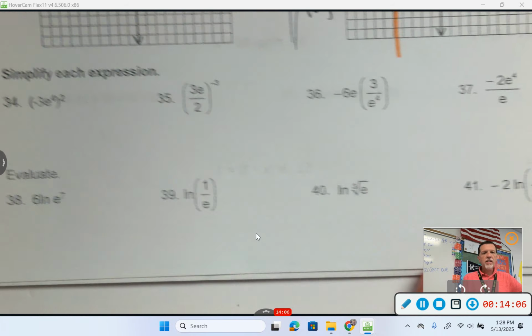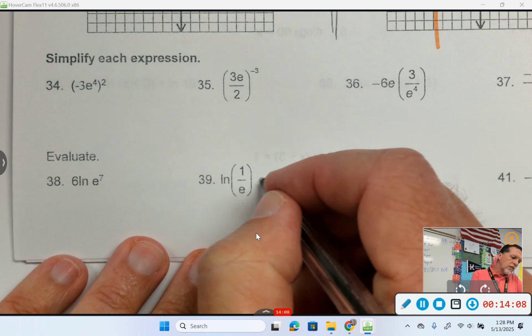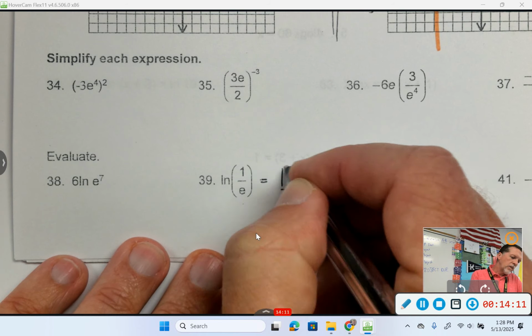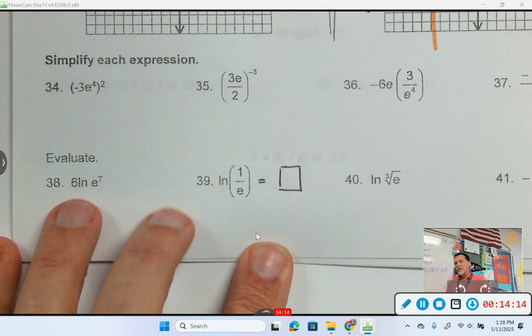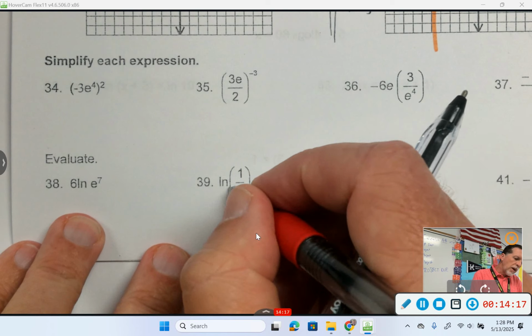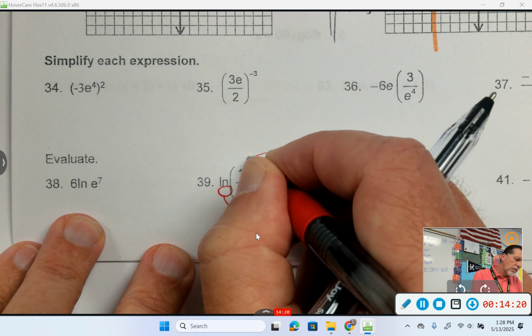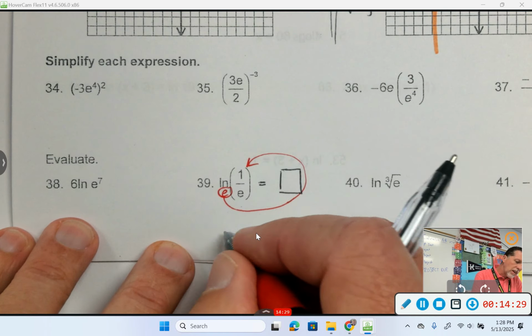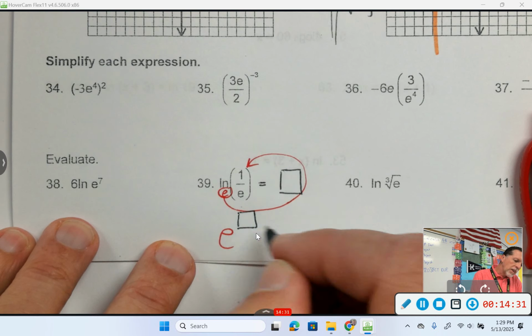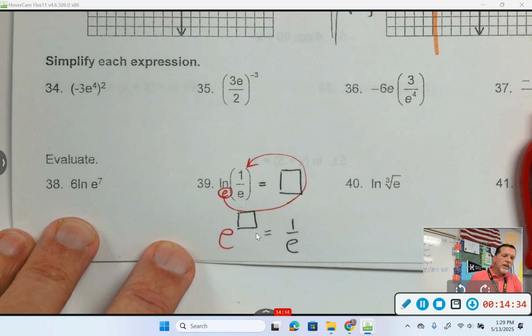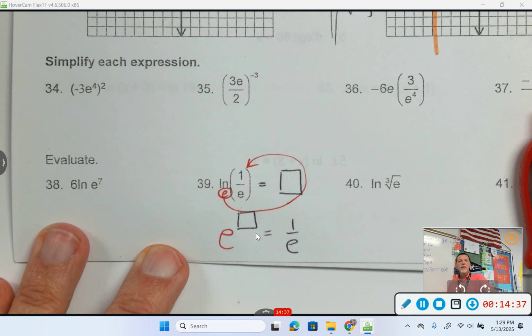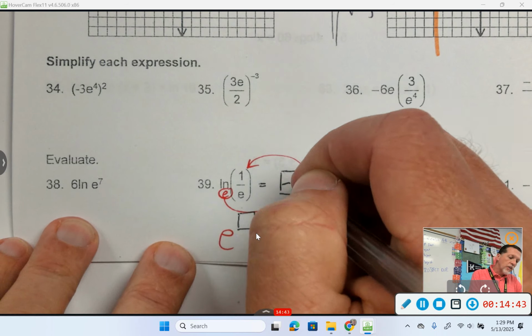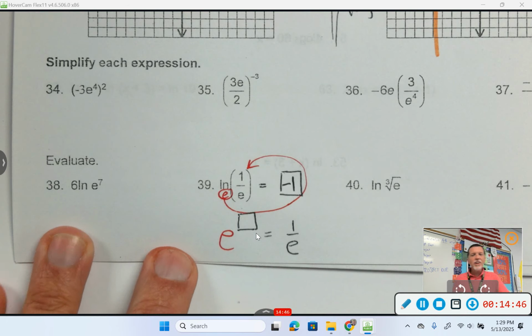All right, let's look at 39. Natural log of 1 over e. So natural log, but it's still a log, so we're still going to do the fishhook thing. What's the base of natural log? What's the unwritten? Careful, e. If it's log, it's base 10. If it's natural log, it's base e. So e to something equals 1 over e. So what goes in the box? -1. -1, and flip it over. So your answer is -1. Your answer is not e to the -1. Your answer is -1.